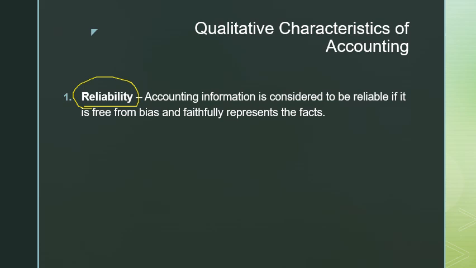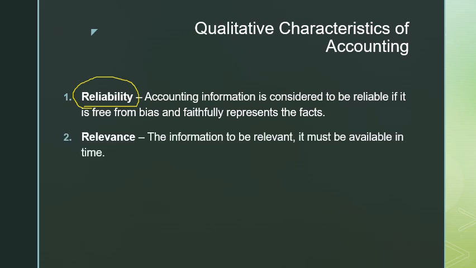So reliability is the first qualitative characteristic of accounting, and the second one is relevance. The information to be relevant must be available in time. The principle of relevancy. While we do the accounting practice, all the relevant information should be available in time, and the irrelevant factors should be ignored. Only relevant information is needed for decision making. So if there is anything which is irrelevant, it should be ignored.